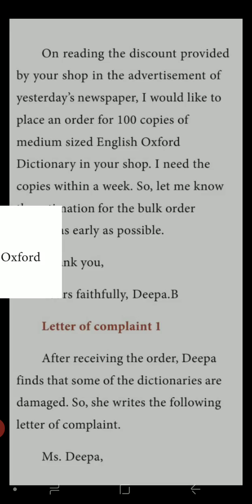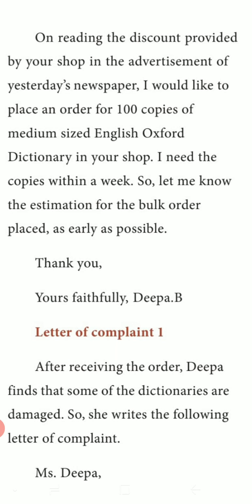Then body of the letter. On reading the discount provided by your shop in the advertisement of yesterday's newspaper, I would like to place an order of 100 copies of medium-sized English Oxford Dictionary in your shop. I need the copies within a week. So, let me know the estimation for the bulk order parcel as early as possible. See, she needs some dictionaries. For that she is asking the publishers to send the estimation.